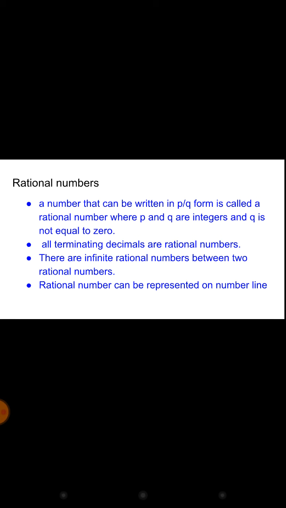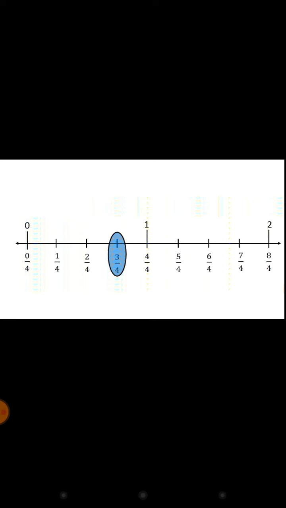And rational numbers can be represented on the number line. Here in this picture you can see the number 3 upon 4 on the number line is a rational number, which is shown by the blue sign. Also 0, 1, 2 are all rational numbers.